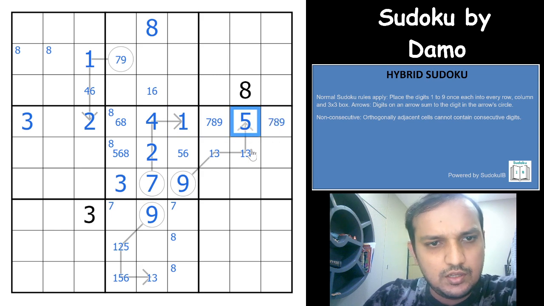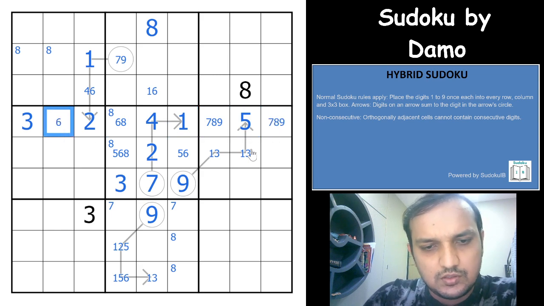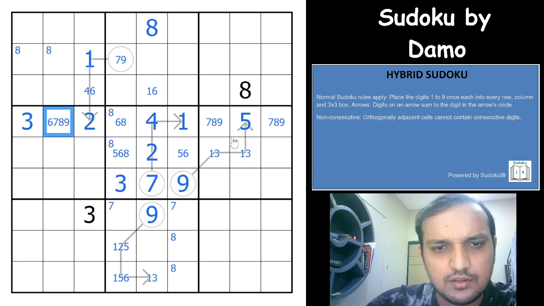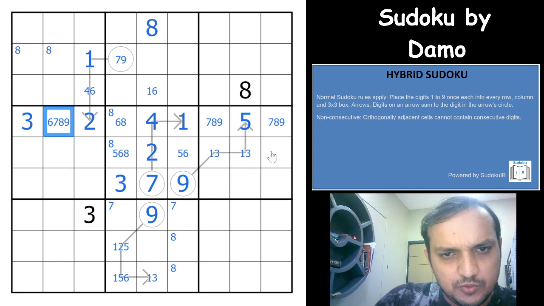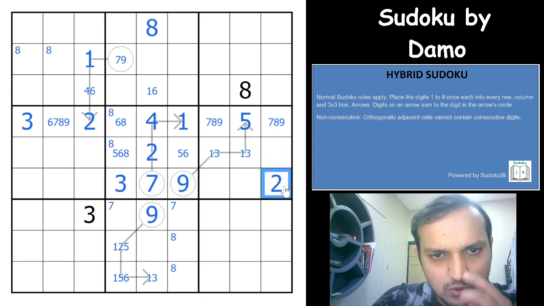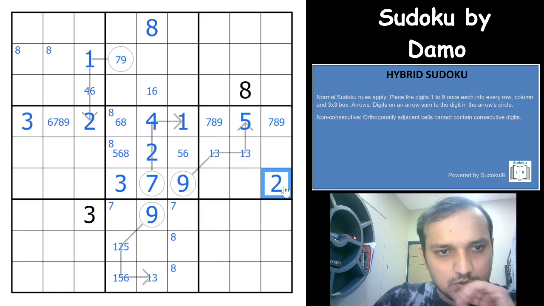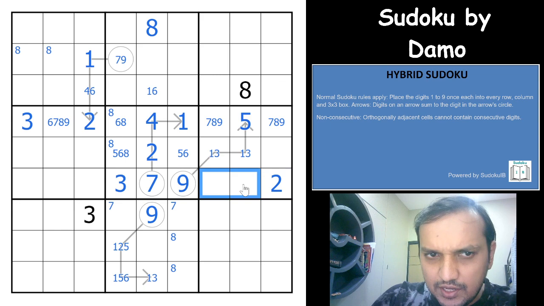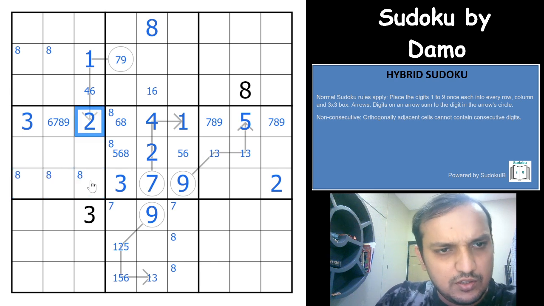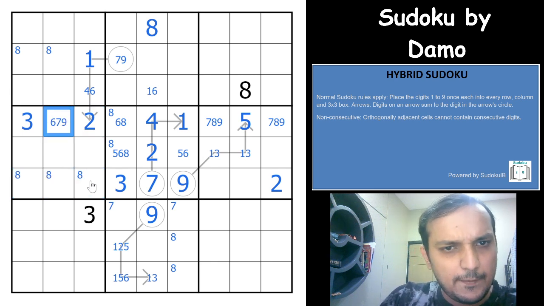Seven, 8 and 9. 6, 7, 8 and 9. 5 is in one of these two cells, right? I could have written that here. Okay, so which means 2 cannot be here. 2 cannot be in any of these two cells. This is a 2. None of these cells are 8. 8 is in one of these three cells, right? So which means this cell is not an 8.